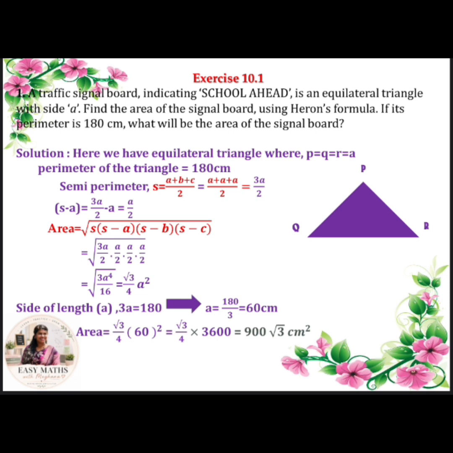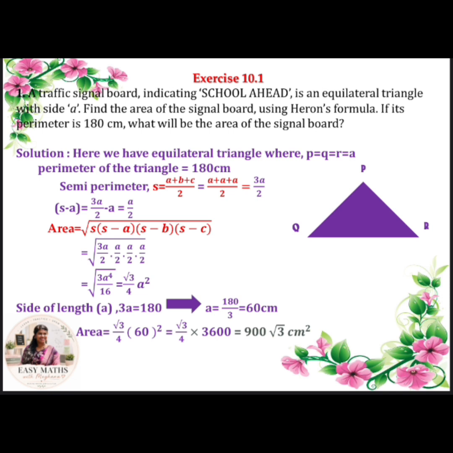The perimeter of the triangle is given as 180 cm. First we have to find the value of the semi-perimeter by using the formula S is equal to (A plus B plus C) divided by 2. As I said already, in an equilateral triangle, all the sides are equal. Meaning I can write (A plus A plus A) divided by 2. So I can write 3A divided by 2.